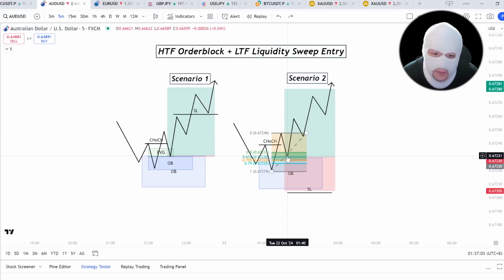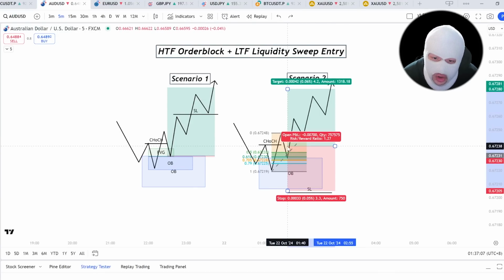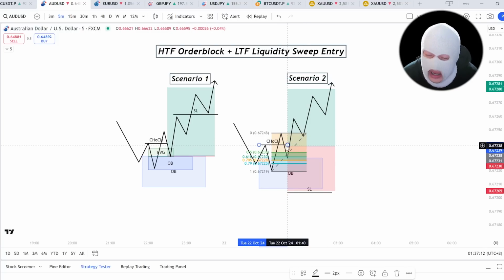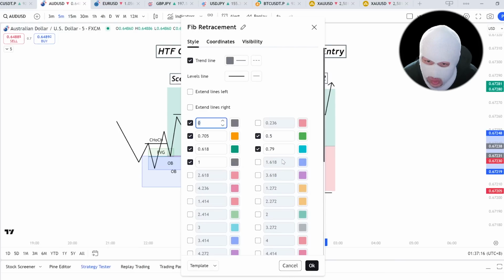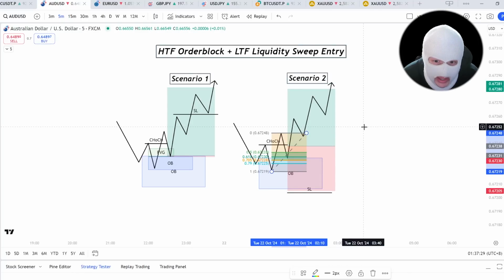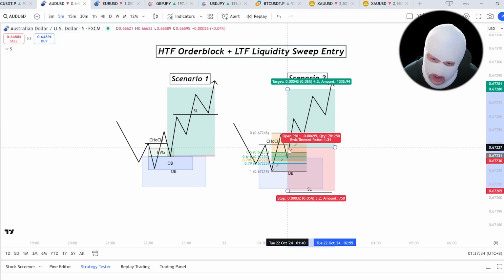When this happens, we have two ways to enter. First, you can mark out the change of character level and wait for that level to be retested for a more impulsive entry. Ideally, you should use the Fibonacci retracement tool with these settings right over here: 0, 0.79, 0.7, 0.62, 0.5, and 0 to enter the market. And where you want to enter is at the 0.62 and the 0.79 retracement zone.